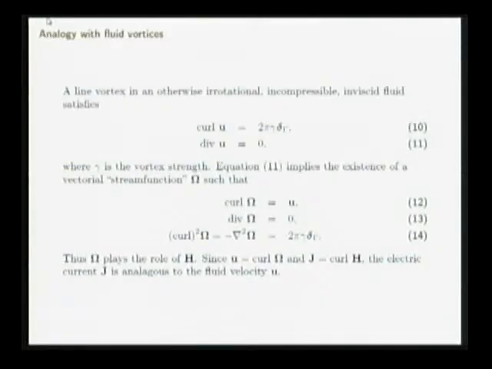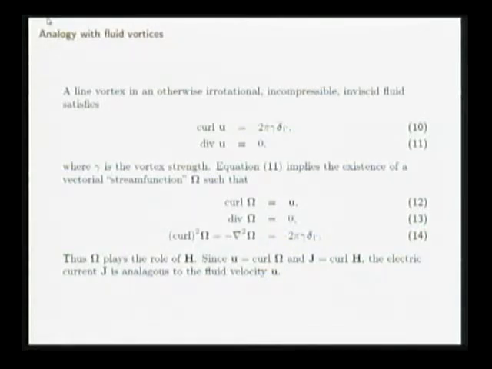And let me remind you, just so that I show you my notation, what that is. So for a line vortex in an incompressible, inviscid, and otherwise irrotational fluid, the vorticity is just proportional to exactly this distribution that I just introduced. So you find that the curl of the fluid velocity is, again, 2 pi times this vector delta function, where now, for a fluid, I'm allowed to have an arbitrary vortex strength, so I can put a gamma in there, whereas for a superconductor, I'm forced to have gamma equal to 1.